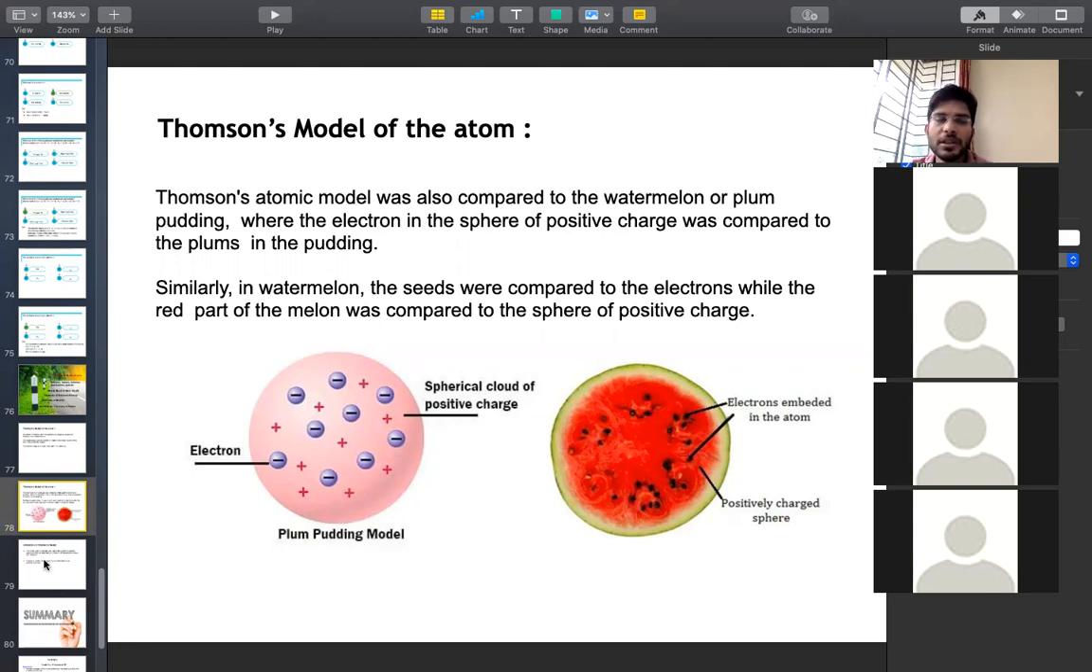Yes, no? So array say yes or no? Yes, yes, no one is replying. Guys, what happened? Do you have any doubt in this? No? Okay, this is the plum pudding model.